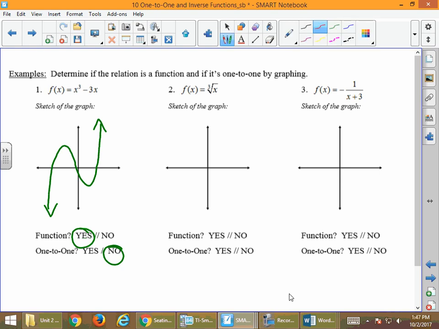Number 2. F of x equals the cube root of x. It's one of our parent functions.